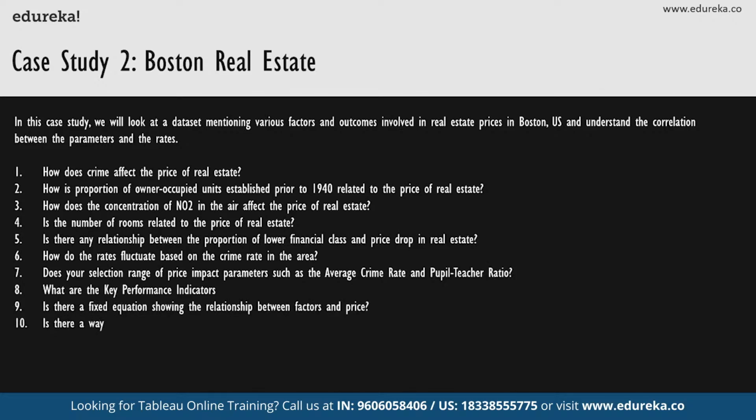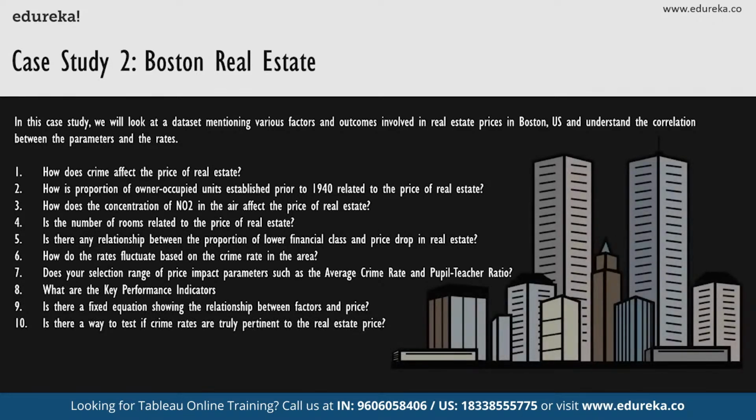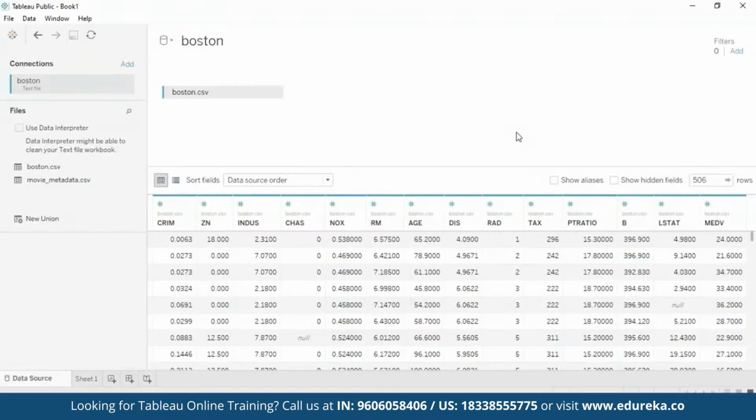Basically, we are going to create a couple of KPIs which are going to help us make a decision regarding purchasing a plot in said real estate. So without much ado, let's move on to our Tableau desktop. Here I have already connected to the data. It is a CSV file. And here you can see all the different variables, all the different columns which have different parameters.